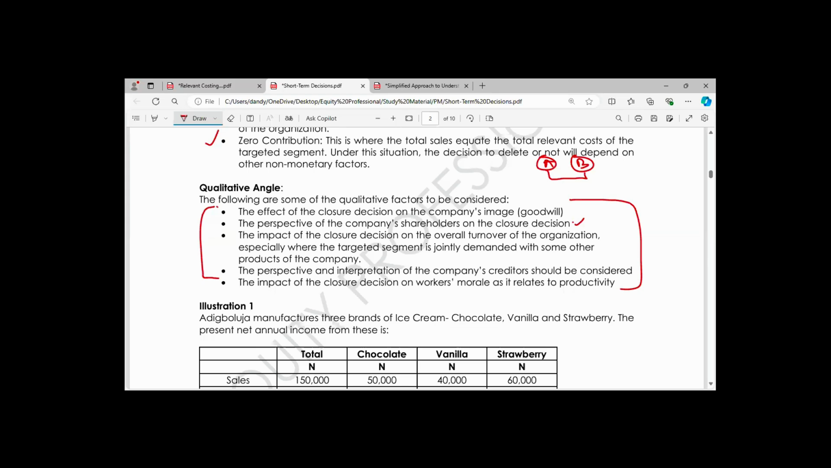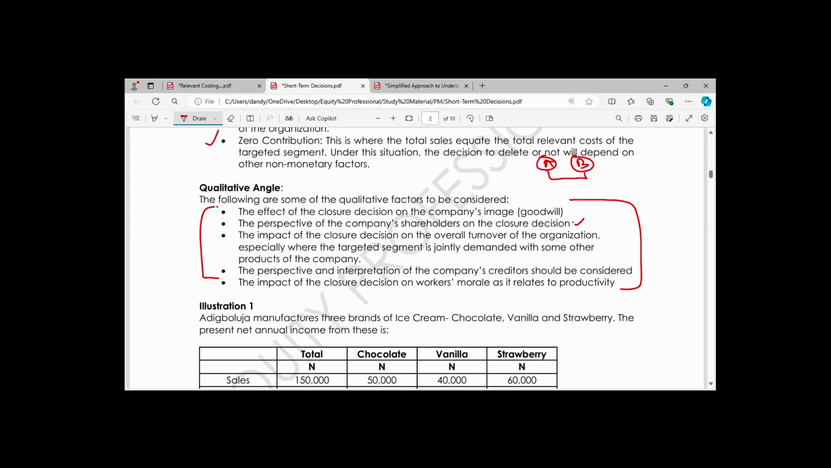So in order to ensure that everybody is on the same boat, you need to carry them along before the final decision is taken. But if you think maybe you are the MD of the company, you have the finance, you just go ahead without carrying other stakeholders along, that may affect the performance of the business.